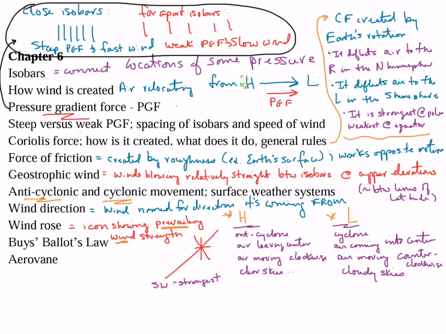And then Buys Ballot's law is best for upper elevations, but it says, go ahead, and it's alphabetical. If you put the wind at your back and you hold out your left hand as an L, the low will be on your left, according to Buys Ballot's law and the deflection from Coriolis force. And so that means if you hold out your right hand, the high will be on that side.